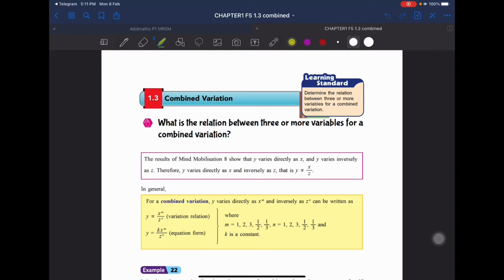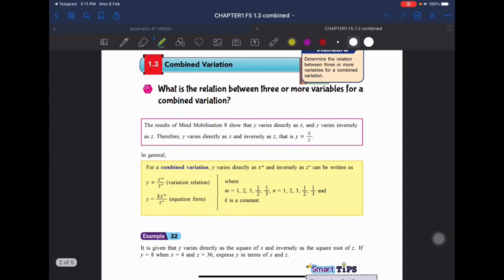So basically a combined variation is a combination of what you have learned previously, from subtopic 1 and subtopic 2. Subtopic 1 is direct variation and subtopic 2 is inverse variation. So you will learn about the combination of those two variations in this subtopic.